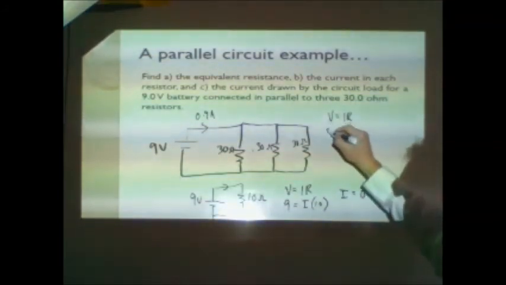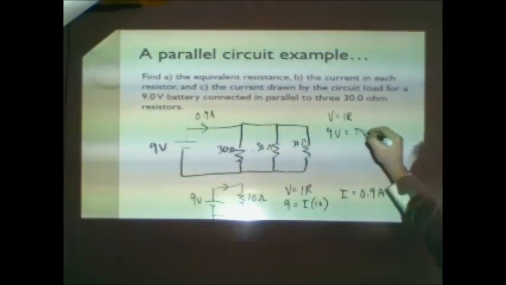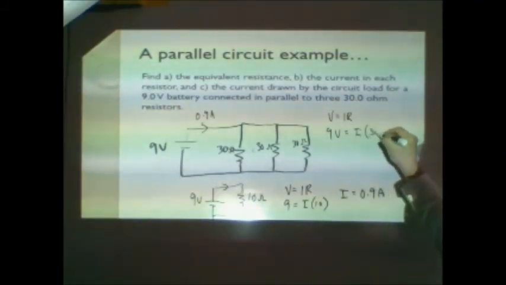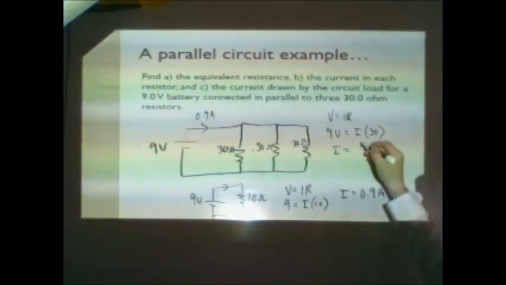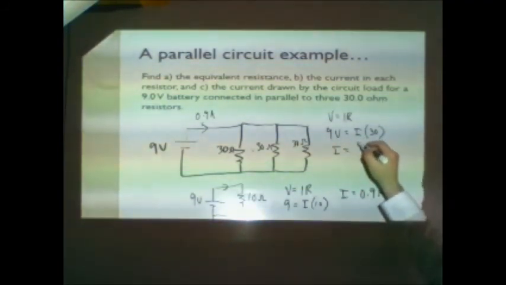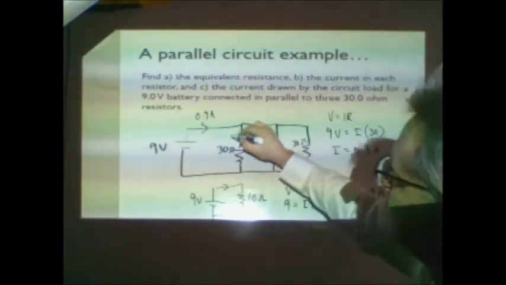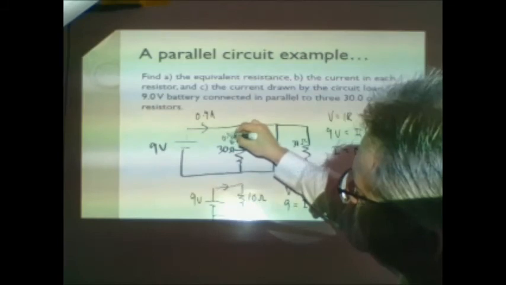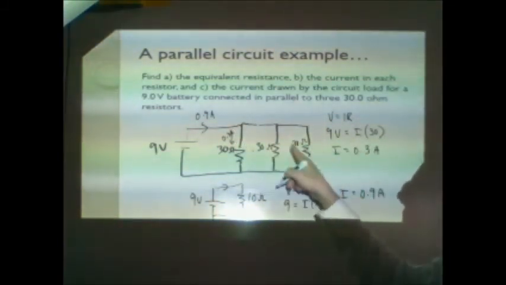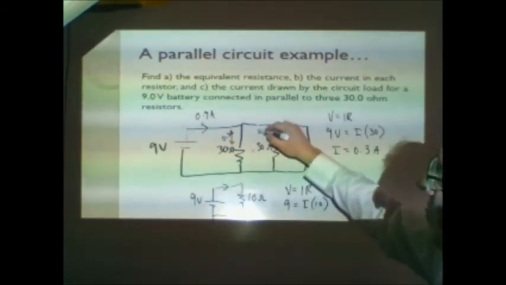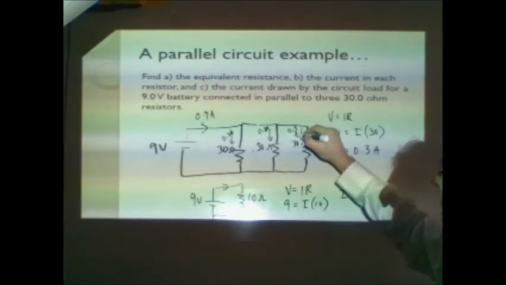The voltage is 9 volts across that resistor. We're finding the current, and the resistor is 30. And so the current comes out to be 9 over 30, which is 3 over 10, so 0.3 amps. So 0.3 amps flows here. And if I do this calculation over and over again, I get 0.3 amps here and 0.3 amps here.